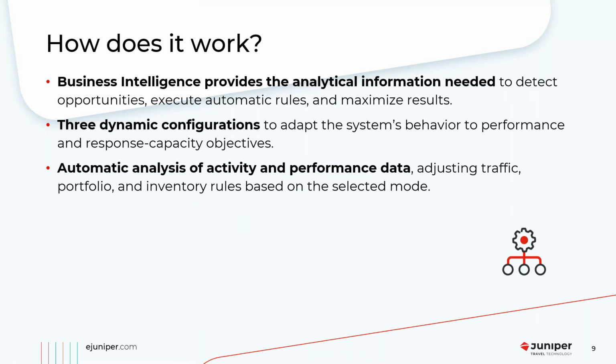The Smart Booking Engine offers 3 dynamic configurations, so the system can operate according to your performance goals and response capacity. It automatically analyzes activity and performance data and adjusts traffic control, portfolio, and inventory rules depending on this selected mode. We'll see them now.